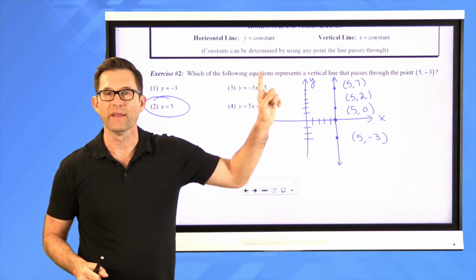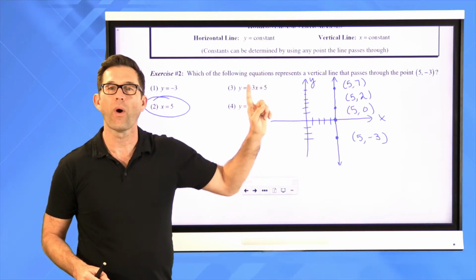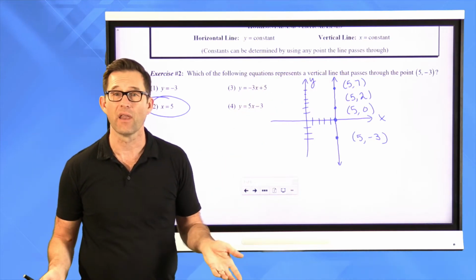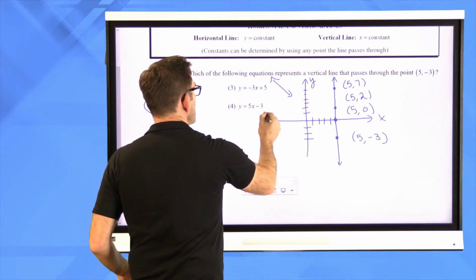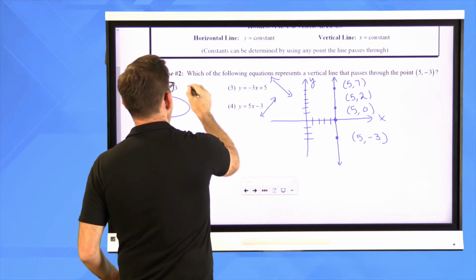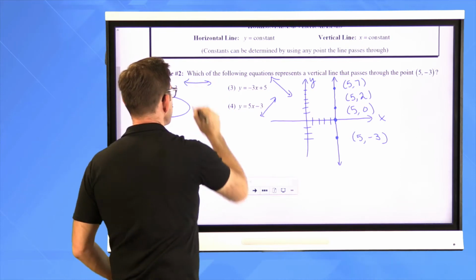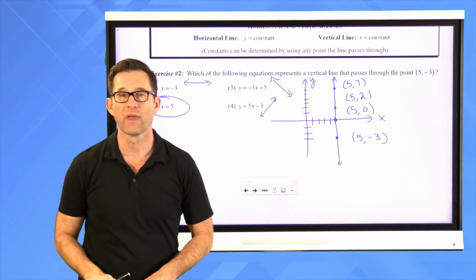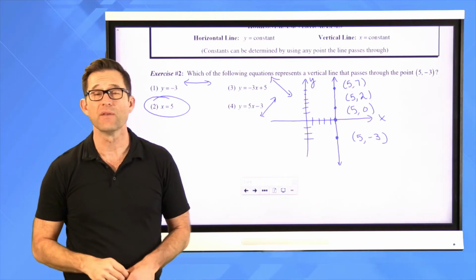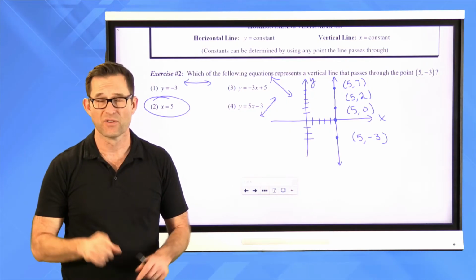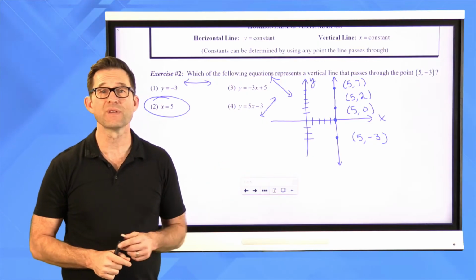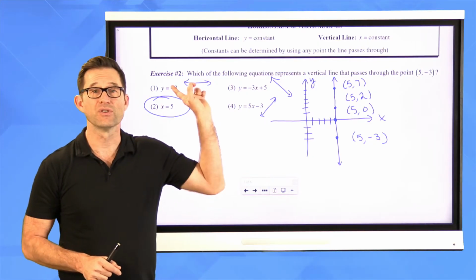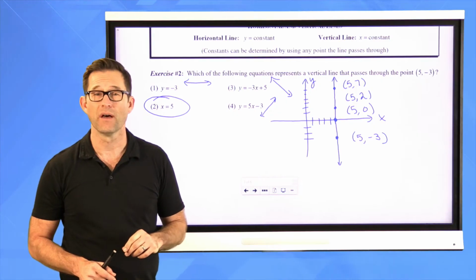These two lines, because they involve both a y and an x, are what we call slanted lines, right? This one would be one that has kind of a negative slope. This would be one that has a positive slope. And then y equals a number, that would just be a horizontal line, okay? So if an equation involves both x and y to the first power, then it's a slanted line. If it's just x equals a number, it's a vertical line. If it's just y equals a number, it's a horizontal line.